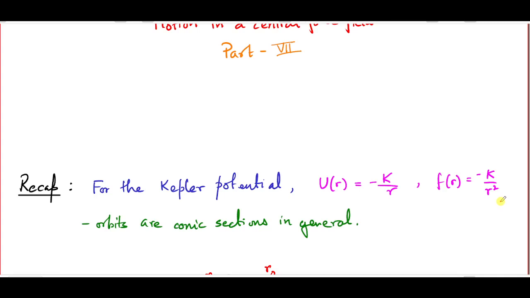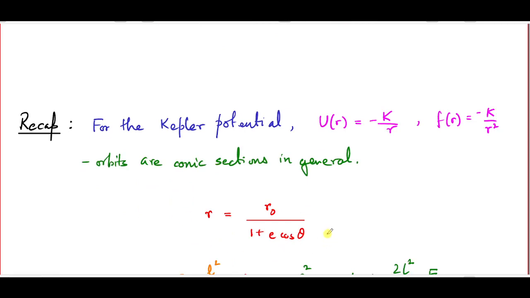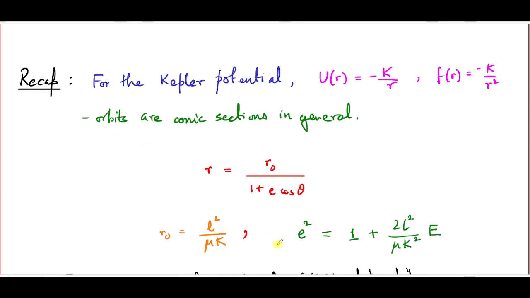Now, what we had already shown in earlier lectures is that for this specific kind of potential, the orbits are all closed and they are basically conic sections and are described by the equation r = r0 / (1 + e cos θ), where r0 and e are constants which are related to the initial conditions through the conserved quantities small l and capital E, the magnitude of the angular momentum and the energy respectively. r0 is given by l squared over μk, and the square of the eccentricity, e squared, is given by 1 + 2 l squared E over μk squared.